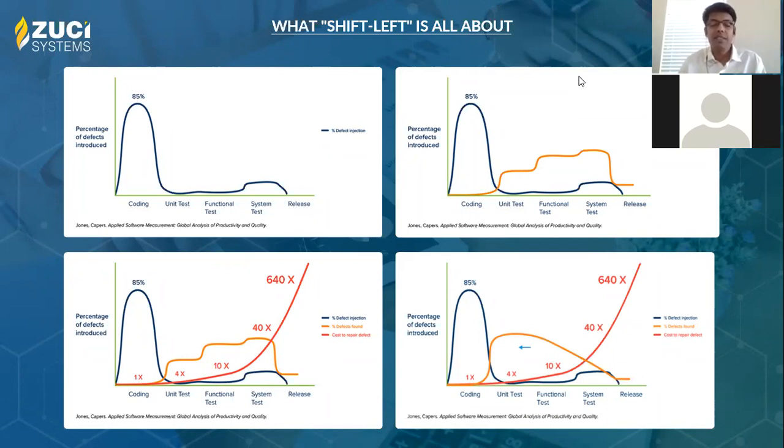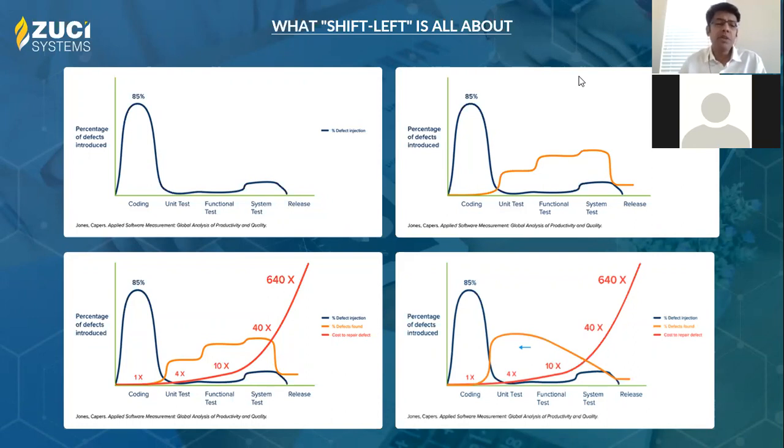So the last image that you see in this slide talks about a bulgy orange curve and a left movement, a blue color arrow that you can see. I've referred this from Capers Jones, as part of the Applied Software Measurement and Global Analysis of Productivity and Quality, where this is a very nice representation of four images showing why a shift left movement is needed, in the last image, basically.